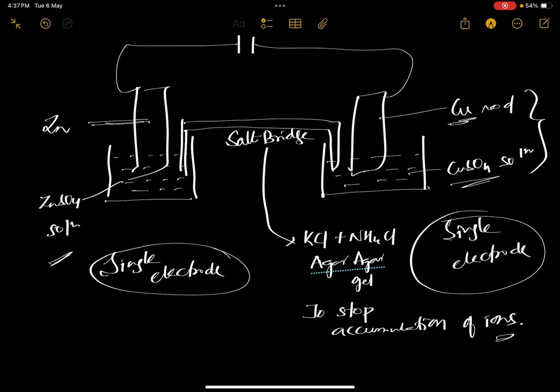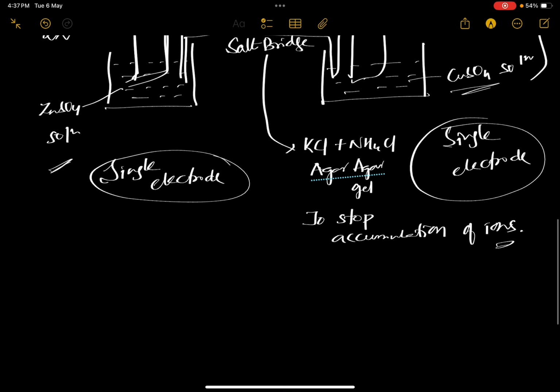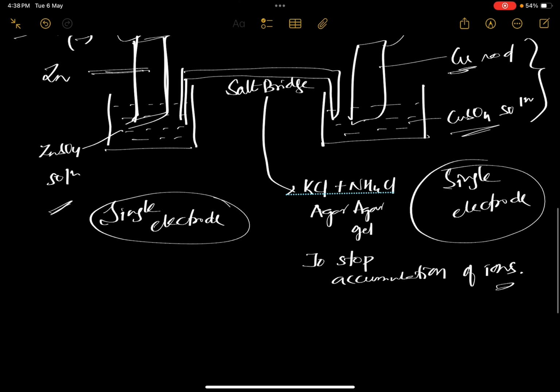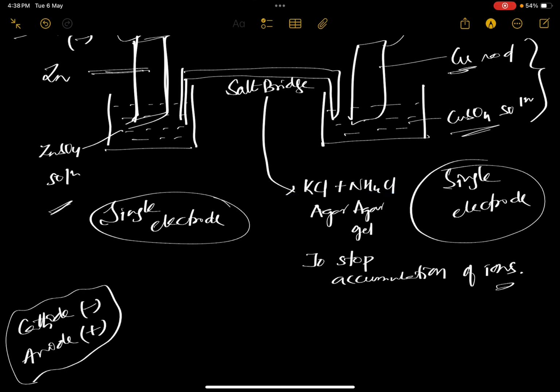This is the zinc rod in zinc sulfate. And this particular zinc side is called the anode, which is given a negative sign here. The copper side is the cathode, which is the positive side. In general, cathode is negative and anode is positive. But in cells, it is reversed. Cathode is positive and anode is negative.